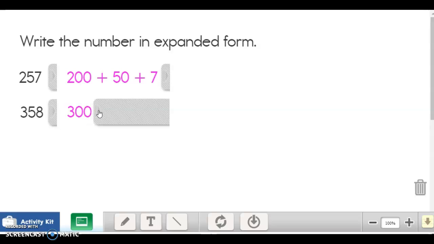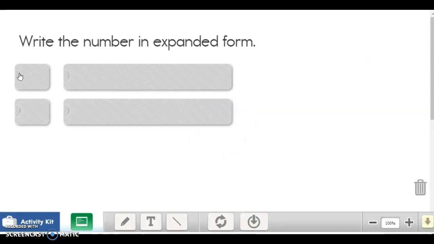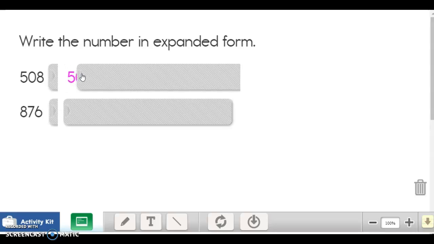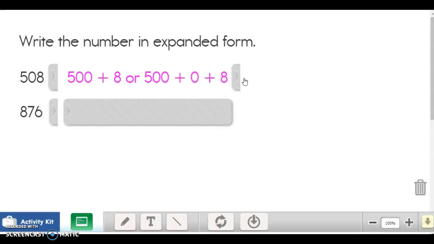358. 300 plus 50 plus 8. We're stretching these numbers out. 500 plus 8. You could do that because it's just a 0 in the tens place. You could do it like this, 500 plus 8, or you could do it 500 plus 0 plus 8. They both are good answers for that problem.